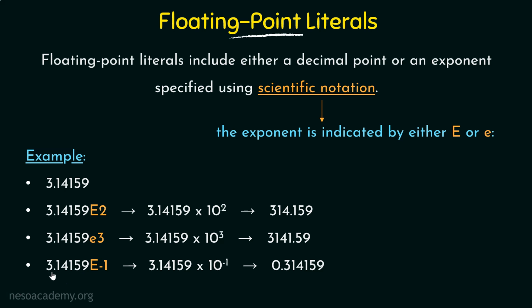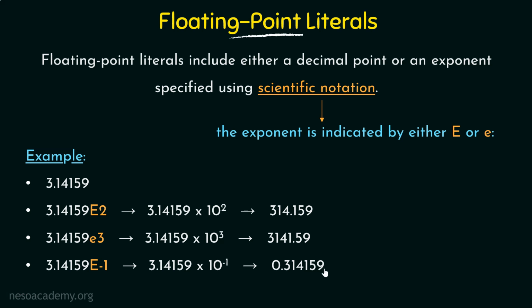Now again, here I have 3.14159 e minus 1. Now when I put minus 1, what is going to happen? It means this value into 10 to the power minus 1. So when we write 10 to the power minus 1, what happens? The decimal is going to go to the other side. So it will become 0.314159. So these are how floating point literals are represented.